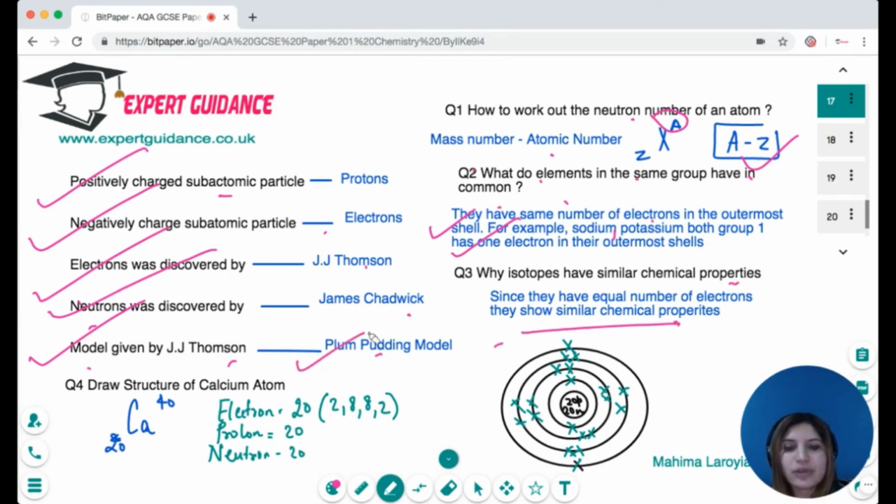Next is to draw the calcium atom. Now calcium is 40 and 20, so it means the electron and proton numbers are 20 and the neutron number is 20. Electron configuration will be 2,8,8,2, so we'll draw a calcium atom. I've just drawn a tiny nucleus. You can draw a bigger nucleus showing 20 positives and 20 circles with no charge. So I've written 20p and 20n, and then you have to show 4 shells: 2 electrons in the first shell, 8 in the second, 8 in the third, and 2 in the last.